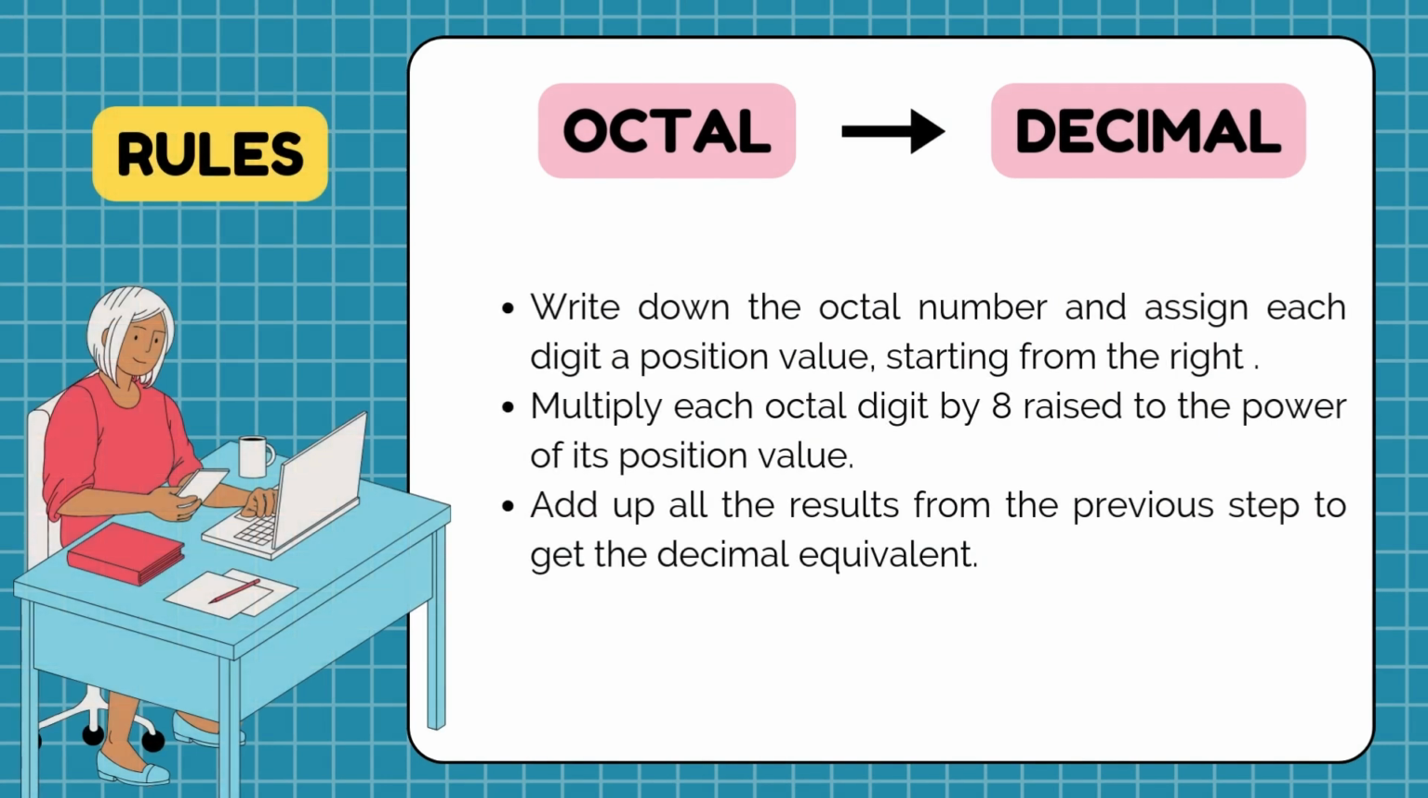What if you have an octal number and you want to convert it back to decimal? Don't worry, it's just as straightforward. Let me show you how. 1. Write down the octal number and assign each digit a position value, starting from the right. 2. Multiply each octal digit by 8 raised to the power of its position value. 3. Add up all the results from the previous step to get the decimal equivalent.